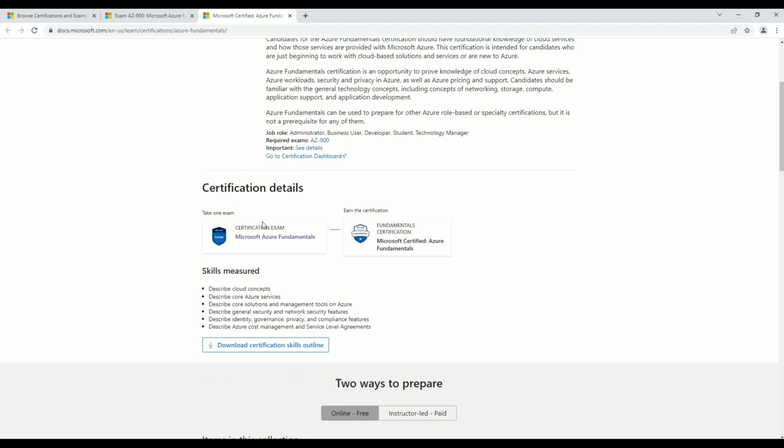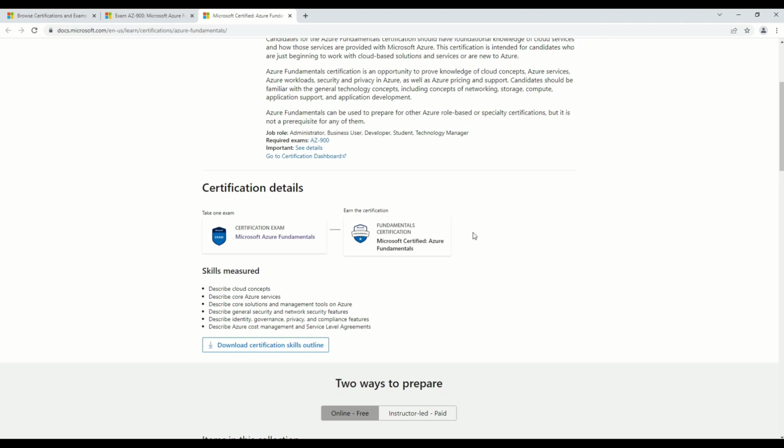Looking at this image, you can easily make out what is the difference between an exam and a certificate. So here you can see that you must give an exam. It says take one exam, and then it says earn the certification. So this means essentially that you have to clear an exam and then you earn a certificate. So that's the difference between an exam and a certificate.